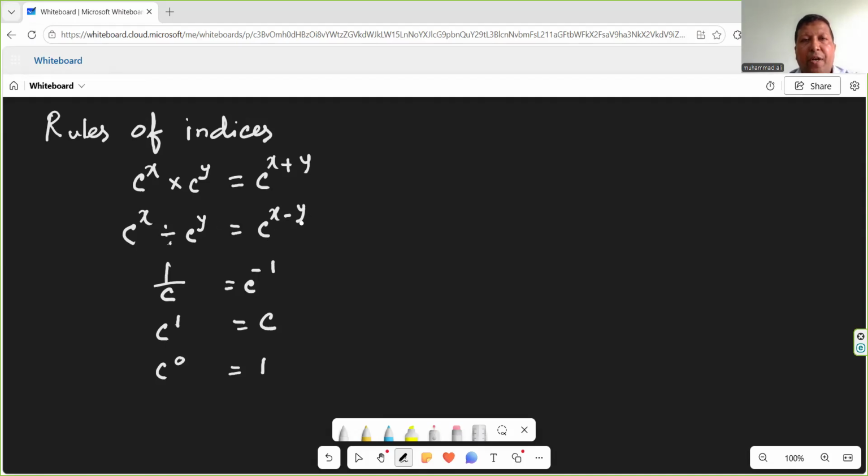When division converts into minus, when written in one base, 1 by c equals c inverse. c to the power 1 we can write as c. c to the power 0, any number to the power 0 is 1.